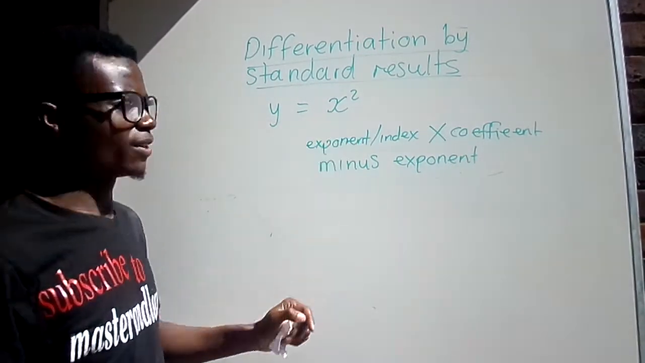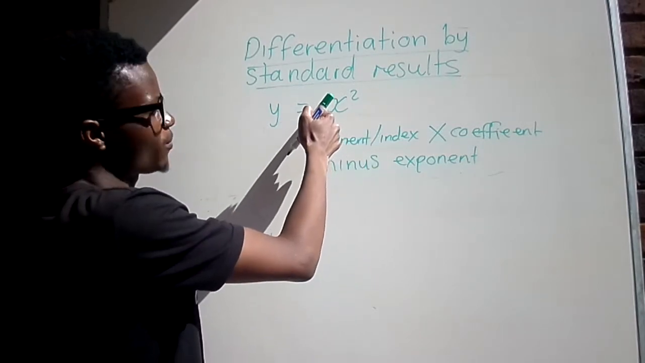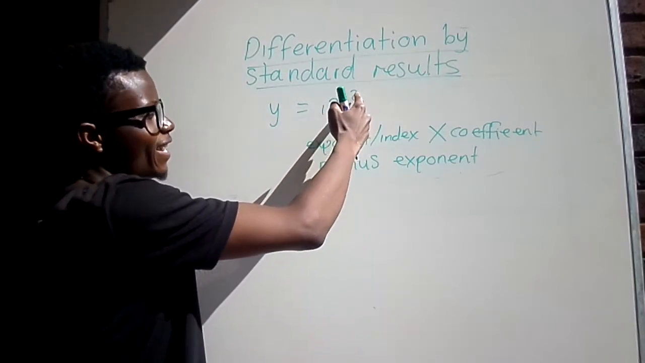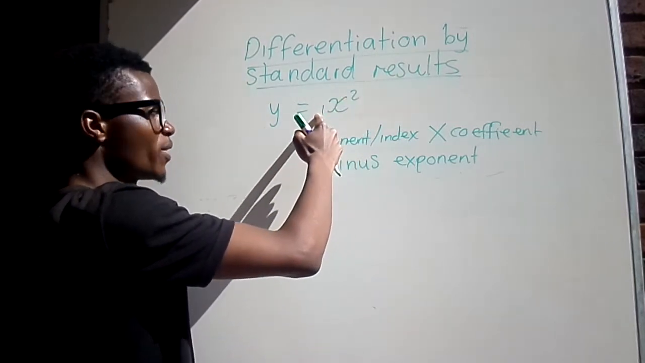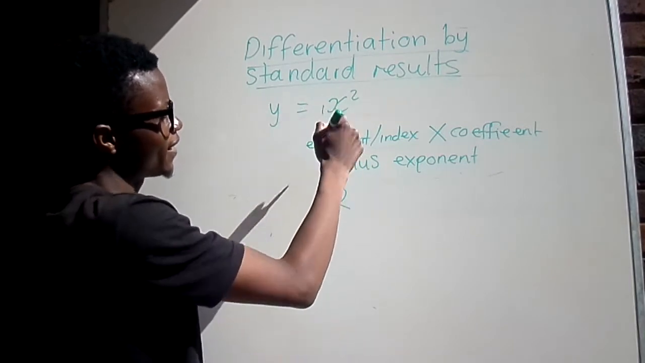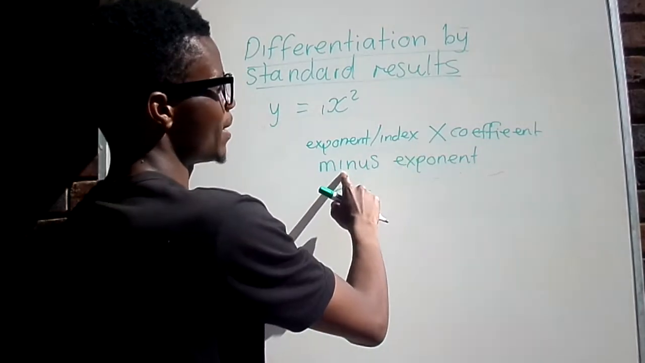That's straightforward. What we're simply saying is, remember, we have a coefficient of 1 right here. So what I'm going to do is say the exponent times the coefficient 1. So 2 times the coefficient of 1 remains 2. Then I have my x. Then we say minus the exponent.